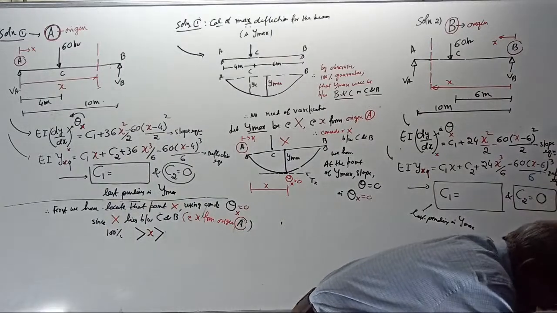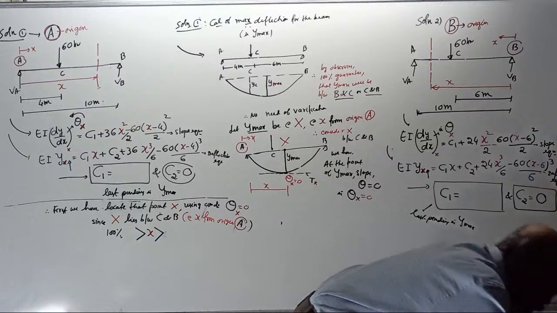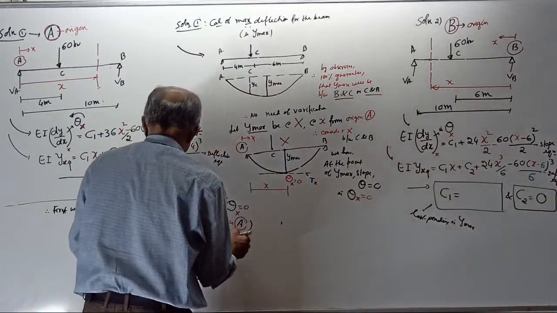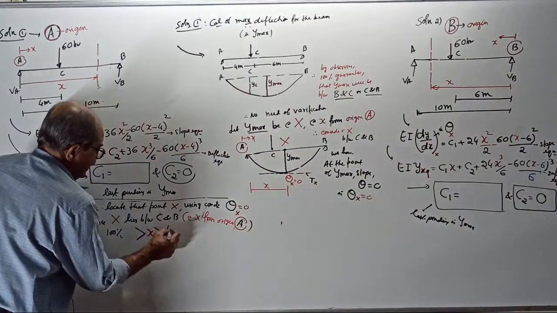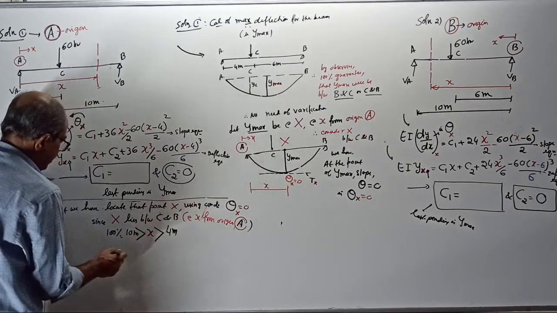Two limits, x value. I will tell you why you require it. 4 and 10 meter. X is what? More than 4 meter but less than 10 meter. Why? Tell me.